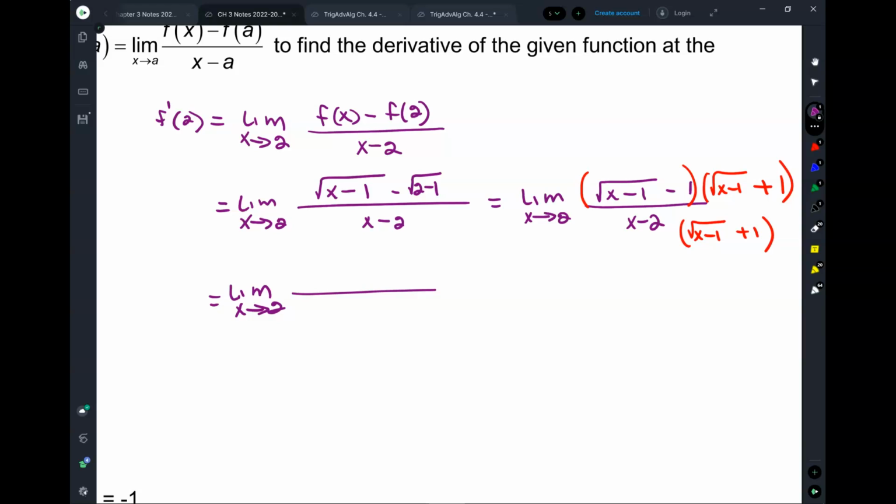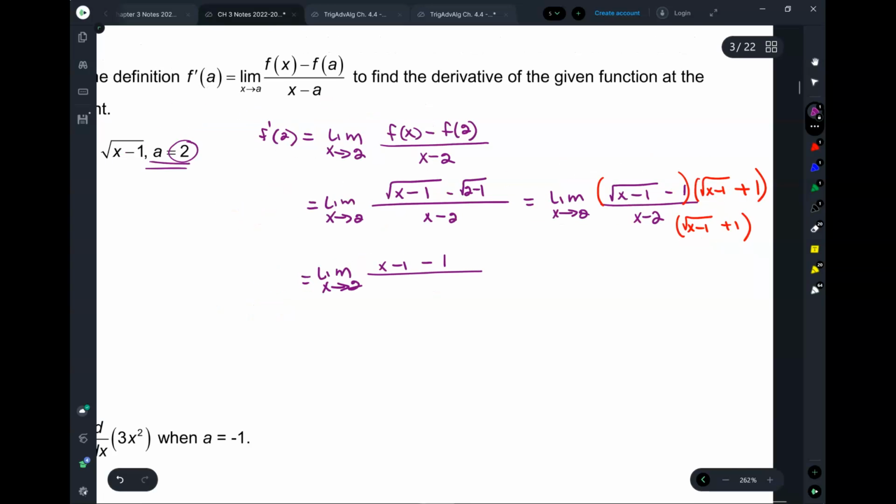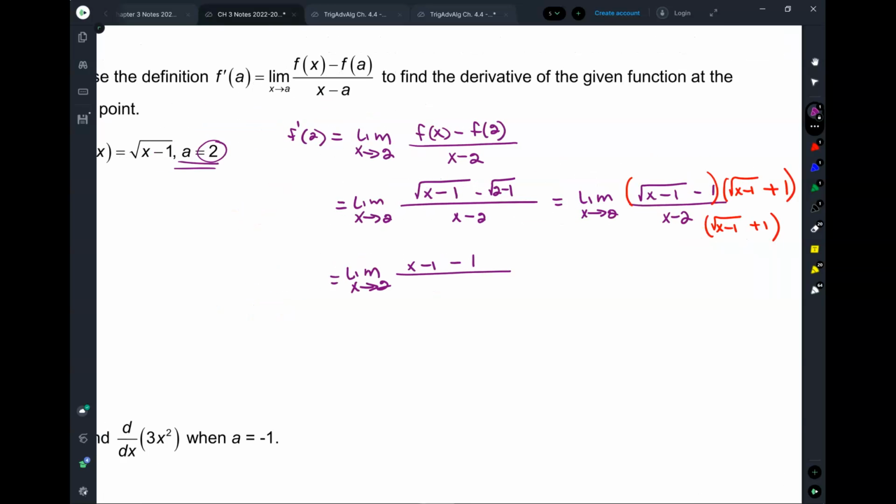You square the first thing. So square this, what do you get? X minus 1, minus square the 1, 1, over. Okay, here's the part where everybody's going to want to distribute, but please don't distribute. It's going to be x minus 2 in parentheses, like this.